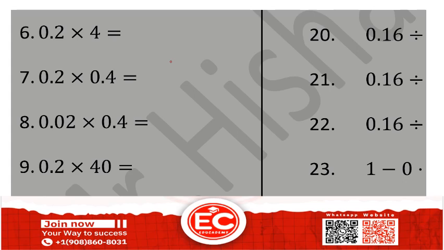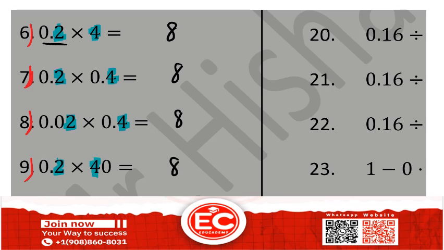Regarding question number 6, 0.2 multiplied by 4, 0.7, 0.2 multiplied by 0.4, 0.02 multiplied, and we can notice that in all of these questions, it's 4 multiplied by 0.2, 2 and 4, 2 and 4. So all the answers are 8, but the place of the decimal changes.